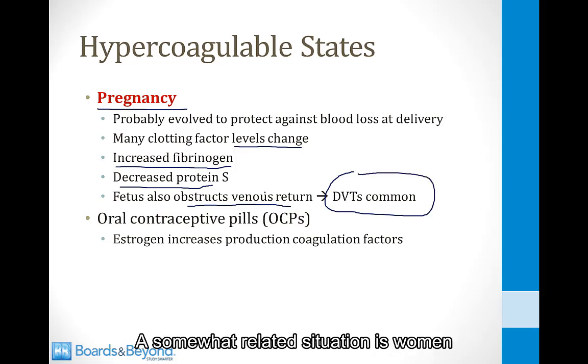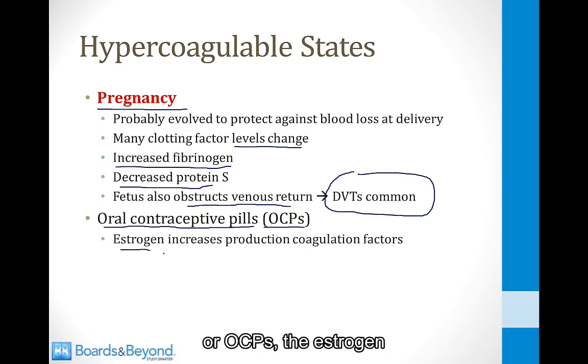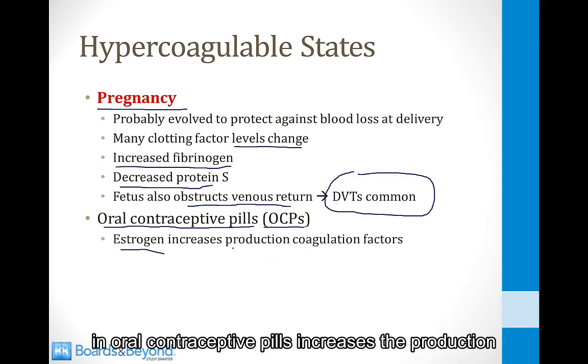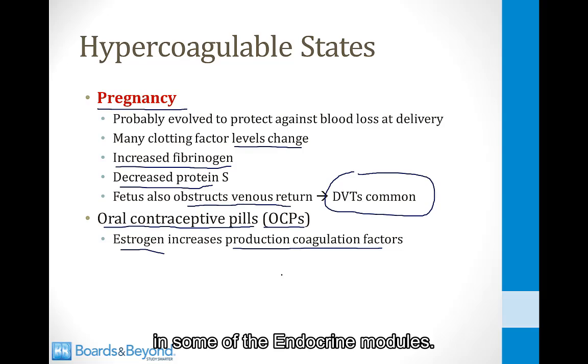A somewhat related situation is women who are taking oral contraceptive pills, or OCPs. The estrogen in oral contraceptive pills increases the production of coagulation factors, and I talk about OCPs as a risk factor for thrombosis in some of the endocrine modules.